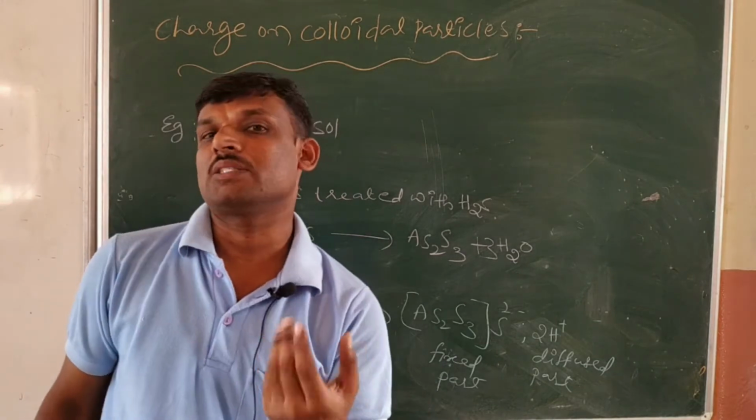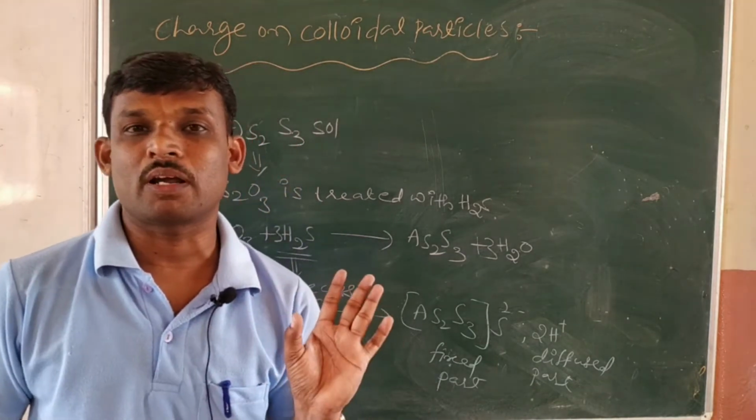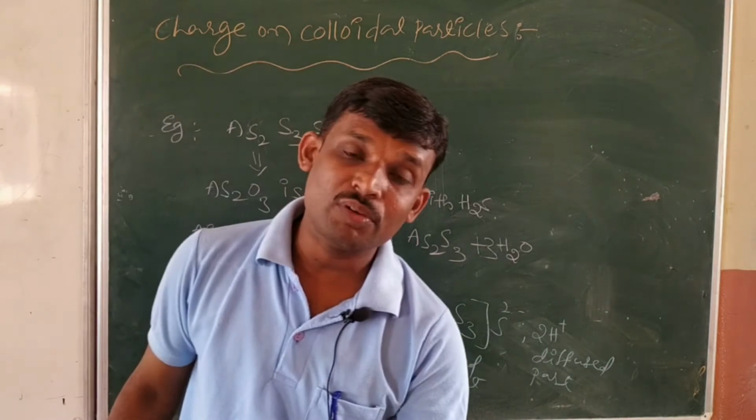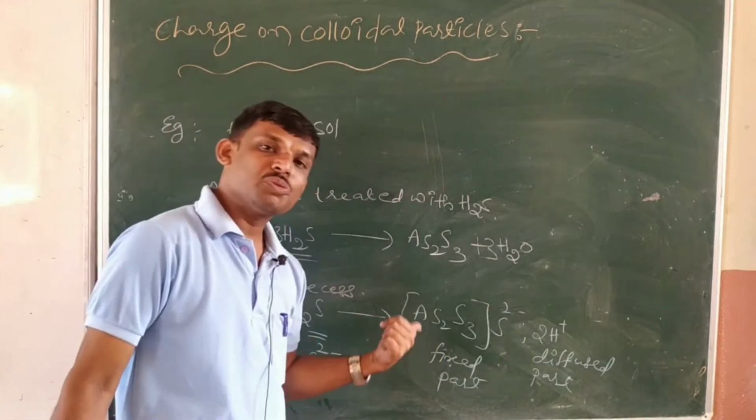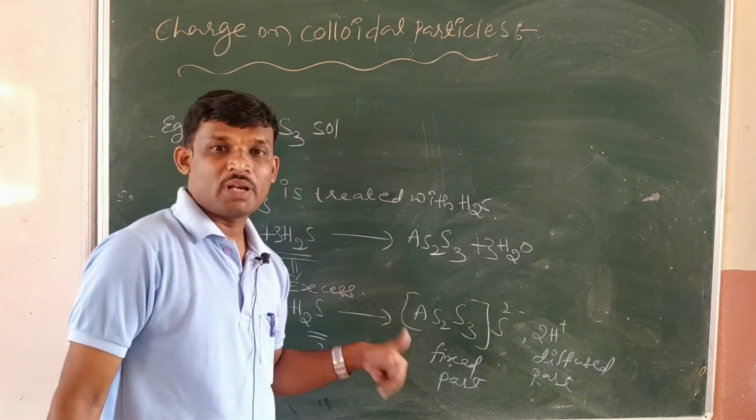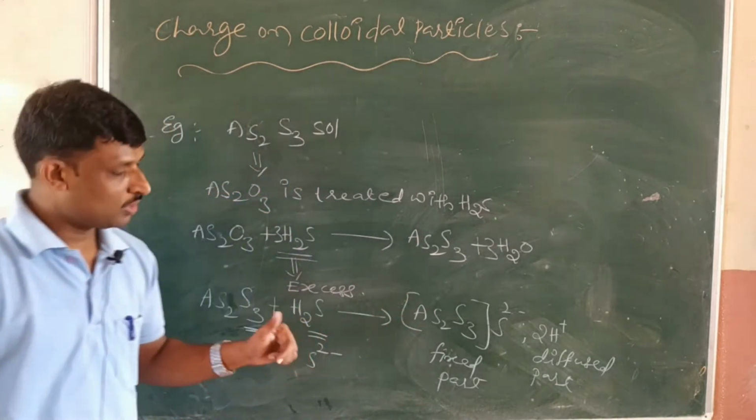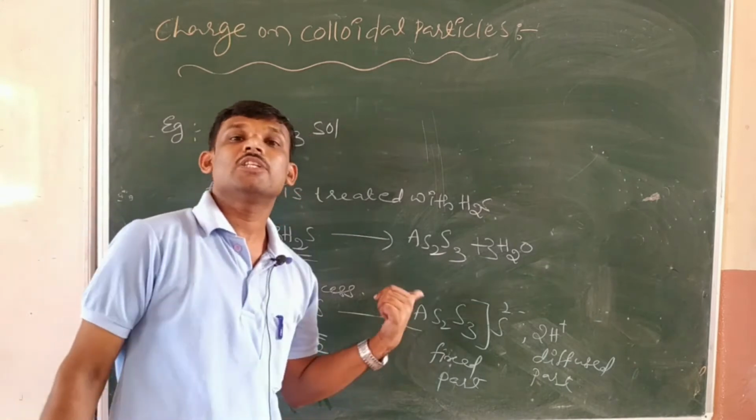This means common ions. I am going to talk about the common ion, not normal ions. In a dispersion medium, a common ion will be there. Then the colloid may give a negative or positive charge according to the common ion present in the dispersion medium.